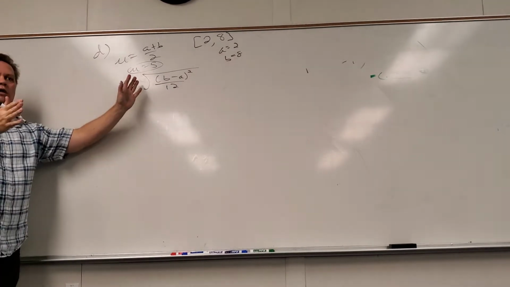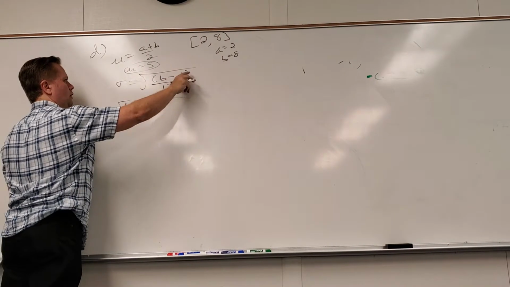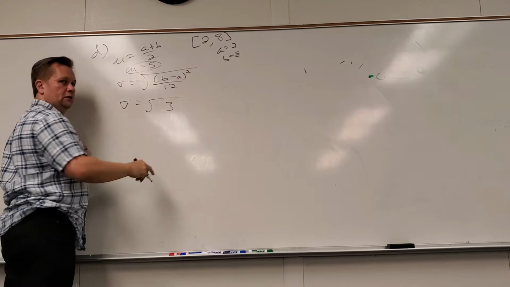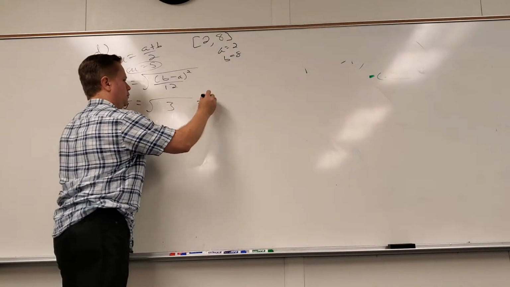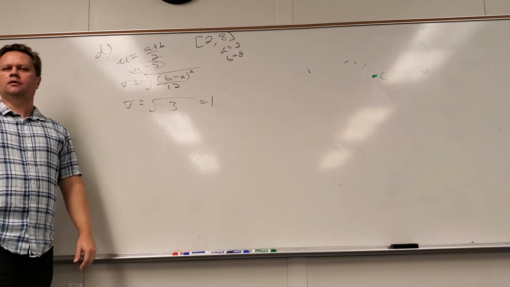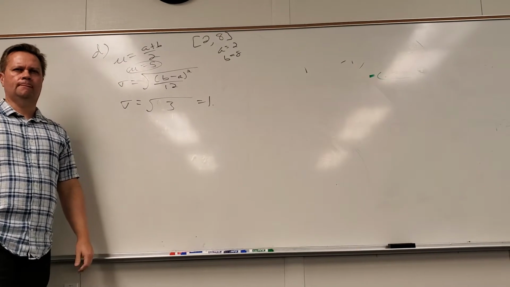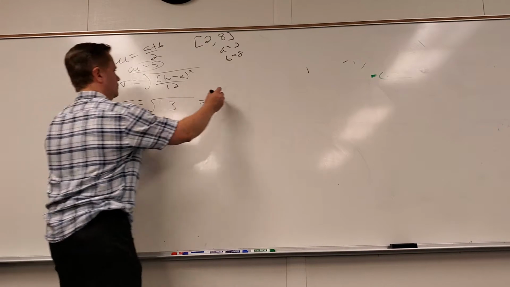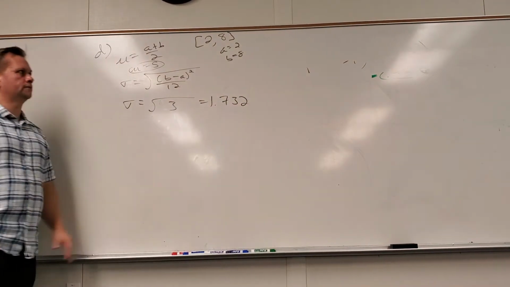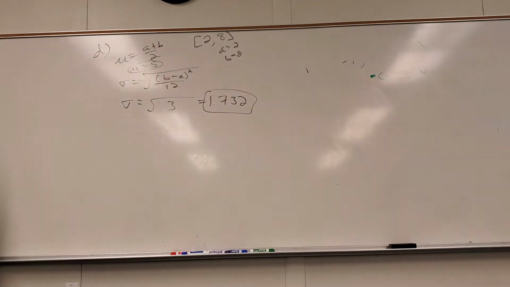Standard deviation, plug and shove. Square root of 8 minus 2 is 6 squared is 36 divided by 12 is 3. And then that's like 1.7, maybe? I always forget what square root of 3 is. Is it 1.7? 1.732. Okay. Don't you hate that? You forget what the square root of 3 is? All right. That's part D on number 6 on the practice test.